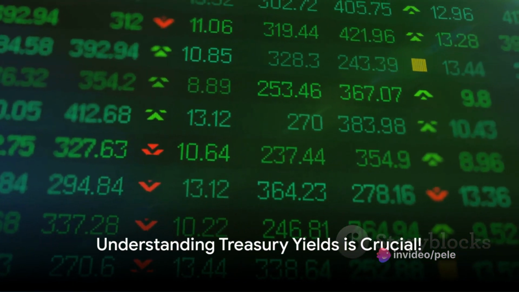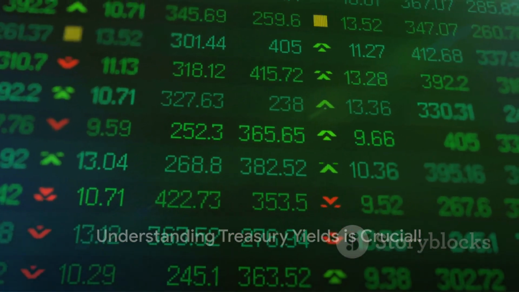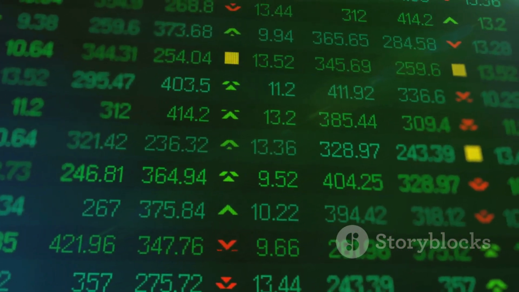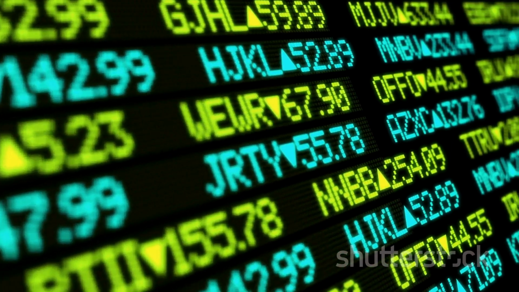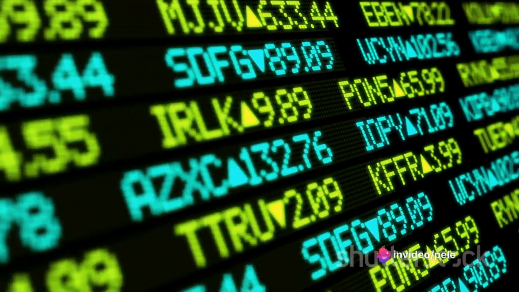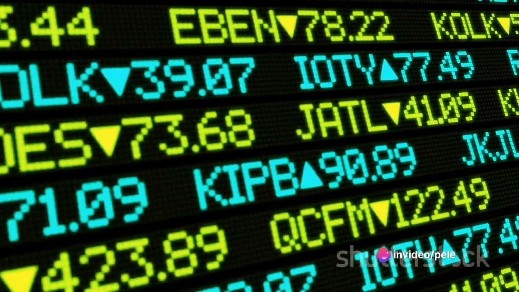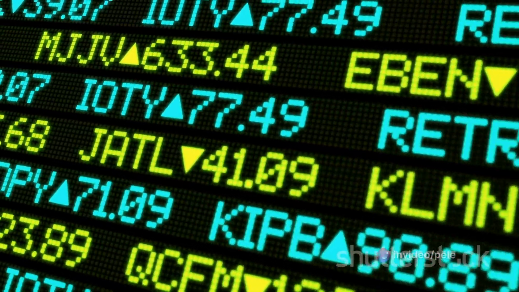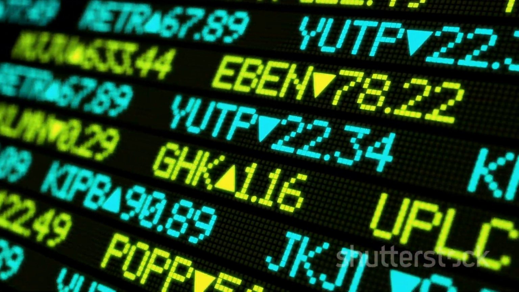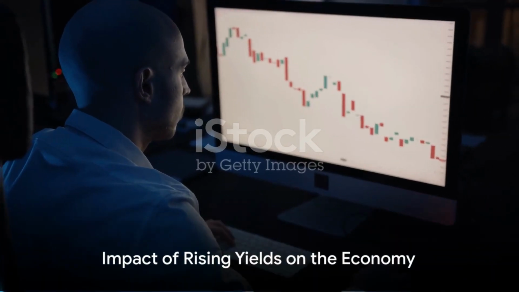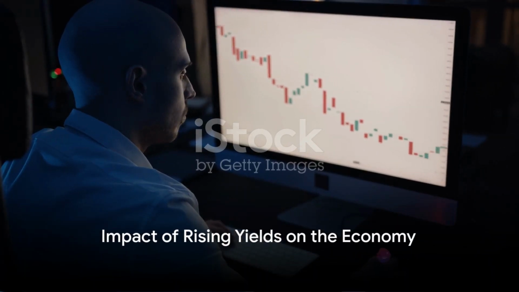Understanding Treasury yields is crucial to comprehend the broader economic picture. They give us a glimpse into investor sentiment, future interest rate movements, and the overall health of the economy. So the next time you hear about Treasury yields in the news, you'll know exactly what they're talking about and why it matters.